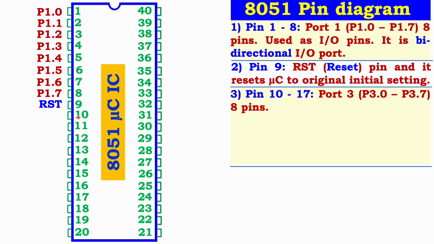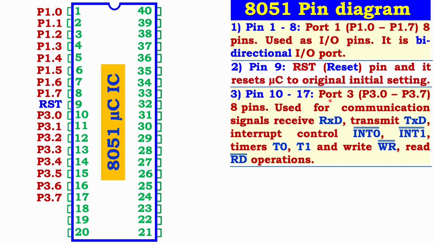Now next is pin number 10 to 17. This is one more port, Port 3. Every port in a microcontroller has 8 bits, starting from 0 to 7. Pin numbers 10 to 17 are 8 pins, and again all ports in a microcontroller are used as IO pins.